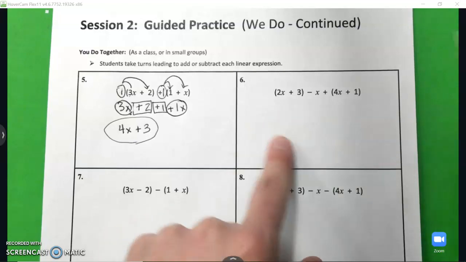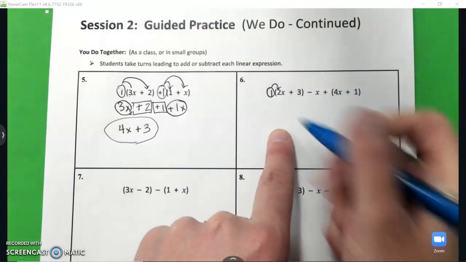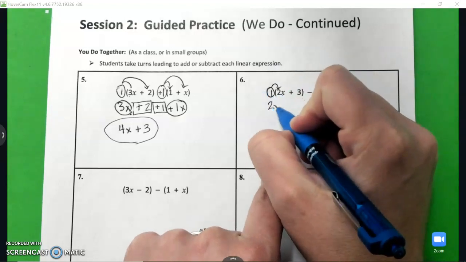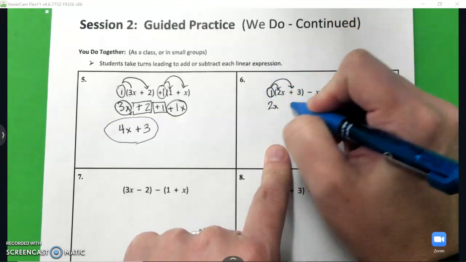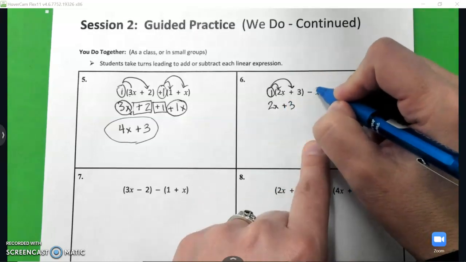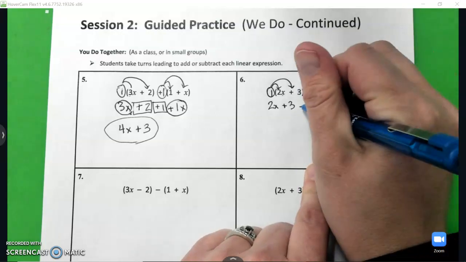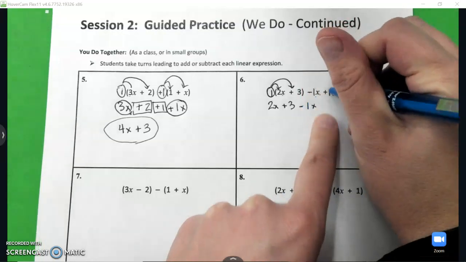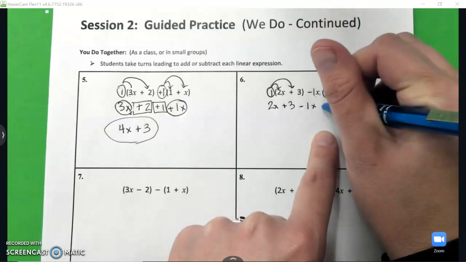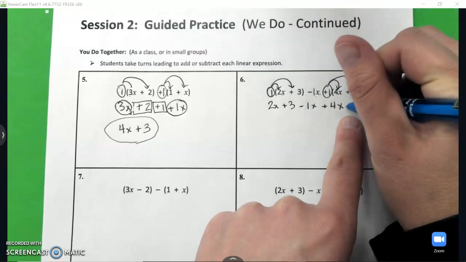Looking at the next one here. We got to put a 1 in front of this parentheses. 1 times 2x is going to be 2x. 1 times 3 is going to be 3. Here we don't have a number in front of here, but we're going to put negative 1x, and then we can put a 1 here and multiply by 4x, and 1 times 1 would be 1.